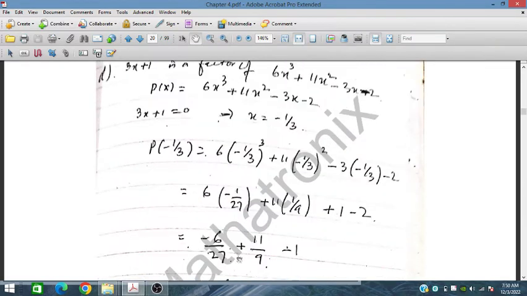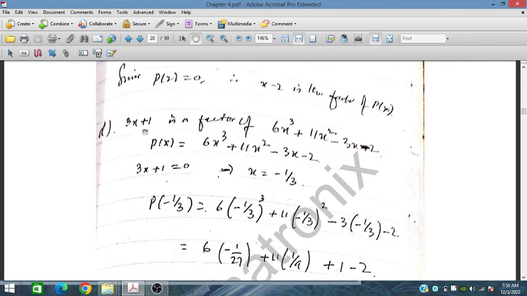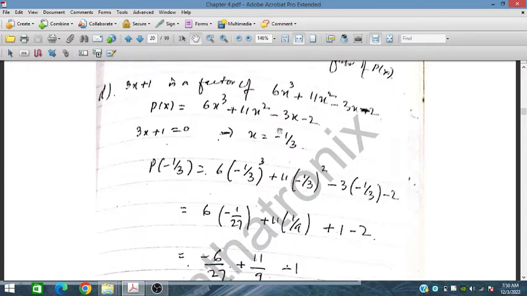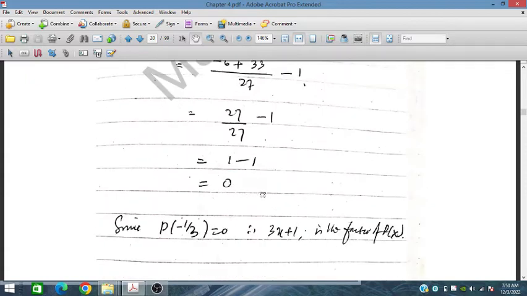So 3x plus 1 is a factor of this. Proved, because the remainder is 0. So if remainder is 0, it means this is a factor of this. So it is proved. So P(minus 1 upon 3) is 0. So 3x plus 1 is a factor of the polynomial.